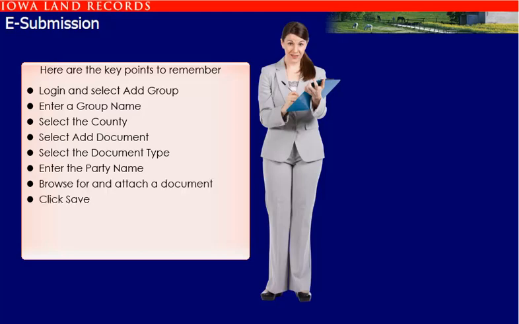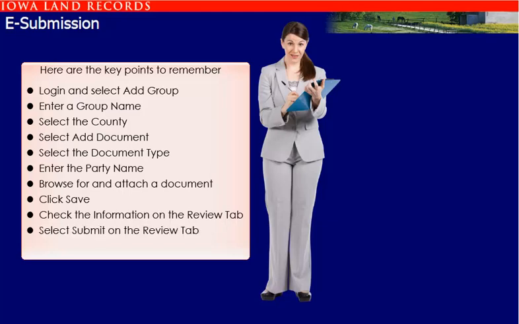Click Save. Review the information in the Review tab. Determine if you have more documents to add to the group. Select Submit to add the document to the group. Select Submit Group to submit the group to the county recorder. That's it. Everything you need to know to complete the short form.